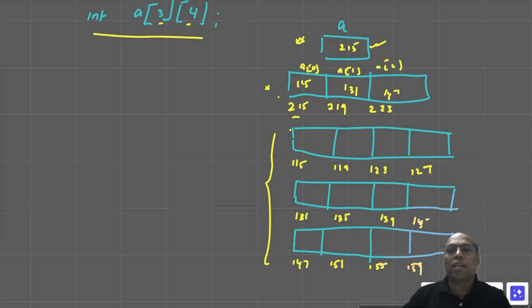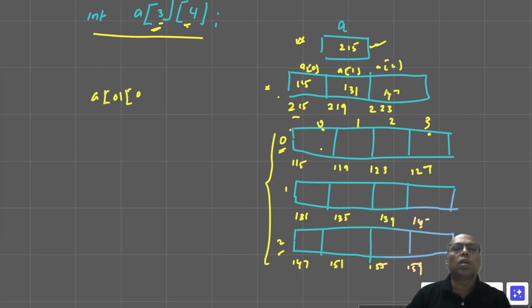Now, if you want to access a block, we consider this as the zeroth row, first row, second row. This is the zeroth column, first column, second column, third column. We said the row index starts with 0 and ends with row size minus 1. The column index starts with 0 and ends with column size minus 1. Last class we initialized at the line of declaration.